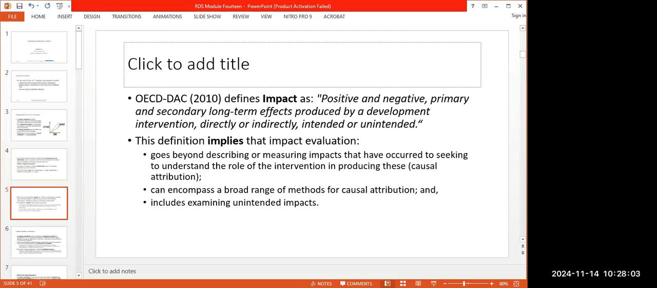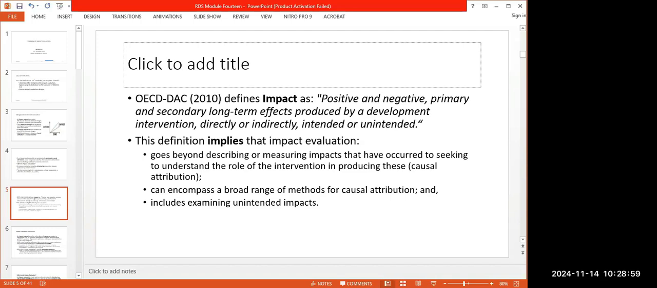Now, the OECD, the Organisation for Economic Co-operation and Development, is a European organization that helps to coordinate development aid in developing countries. This is how they define impact, from their experience, because it's what we want to understand. And for them, which I also subscribe to from my experience, impact is a positive and negative primary or secondary long-term effect produced by a development intervention, directly or indirectly, intended or unintended.